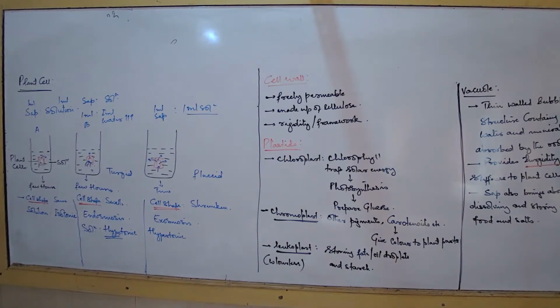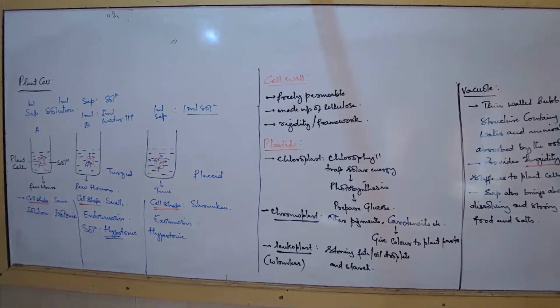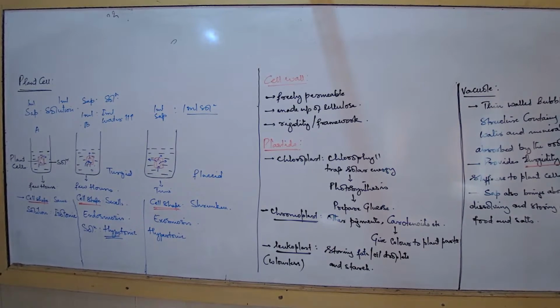Now we will write down the definitions of these three types of solutions. Write down the first one, isotonic solution. How will you define it? This answer is done: three differences between exo and endo. Now, isotonic solution.